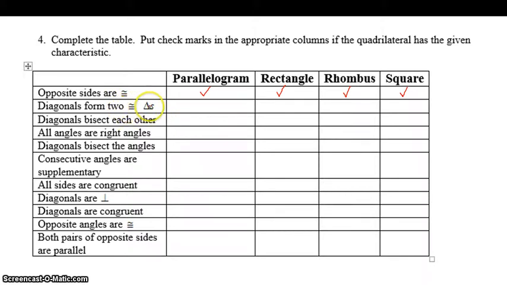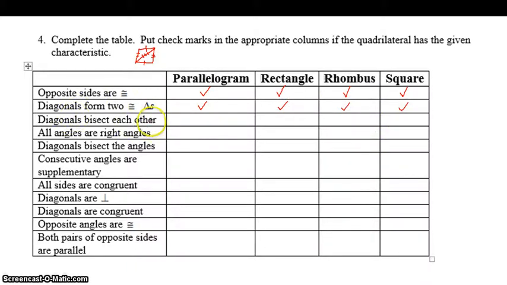Diagonals form 2 congruent triangles. Well, let's think about that. So if I know in a parallelogram, opposite sides are congruent, so I can mark those. And if I draw in a diagonal, well, that's going to be congruent to itself. So then these 2 triangles that I just created with the diagonal made 2 congruent triangles by side-side-side theorem. Okay, so diagonals form 2 congruent triangles. That is true for parallelogram. And any characteristic that's true for a parallelogram is true for a rectangle, a rhombus, and a square.